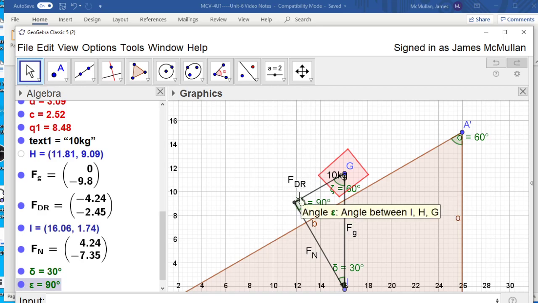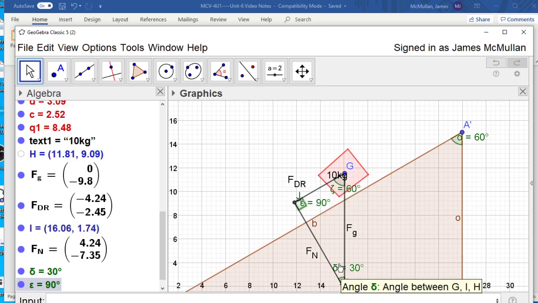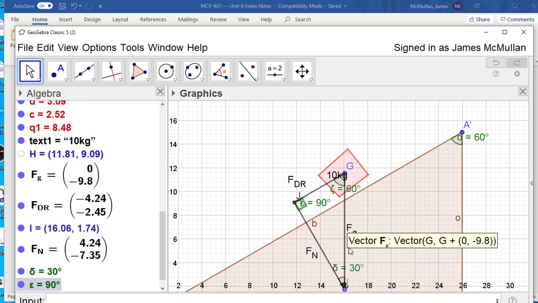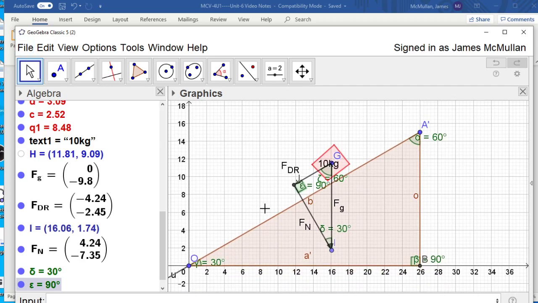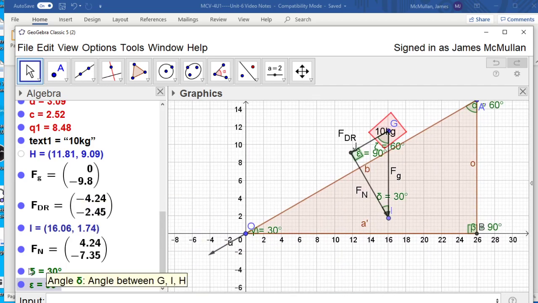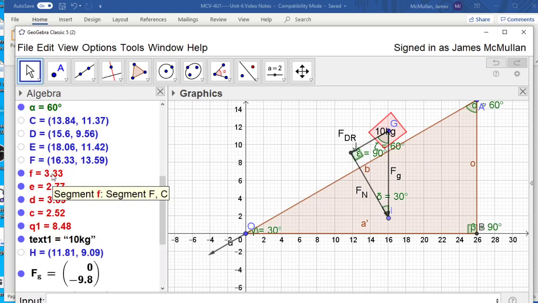Now the force that we want to look at, the force down the ramp, well, let's just look at the triangle. It has a 30-degree angle down here. It has a hypotenuse of the force of gravity, and therefore the force we're interested in is simply the opposite side of this triangle.